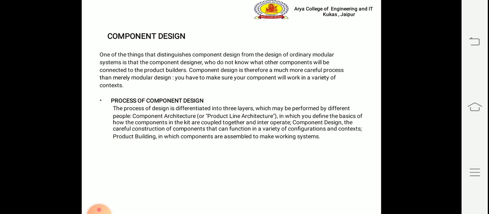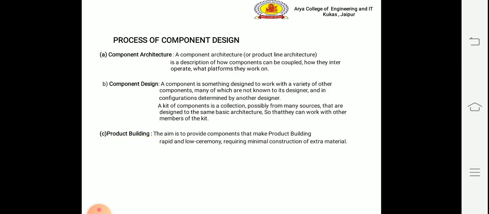Process of component design. The process of design is differentiated into three layers, which may be performed by different people. Component architecture, in which you define the basics of how the components in the kit are coupled together and interoperate. Component design, the careful construction of components that can function in a variety of configurations and contexts. Product building, in which components are assembled to make a working system.